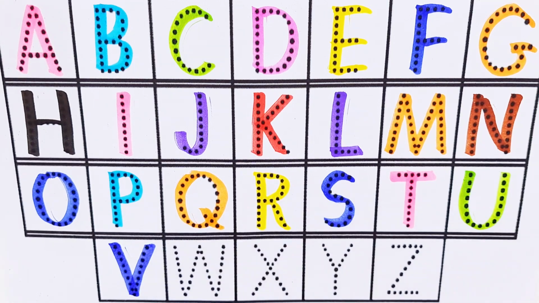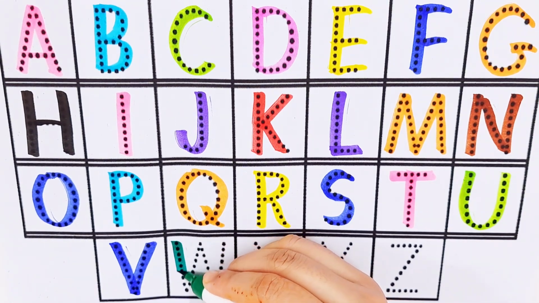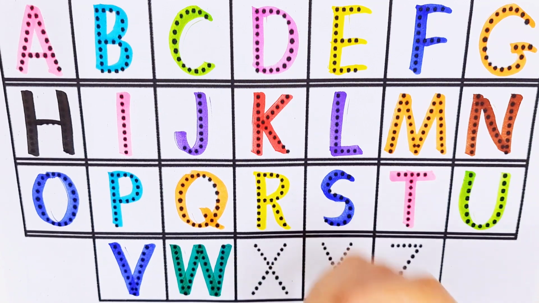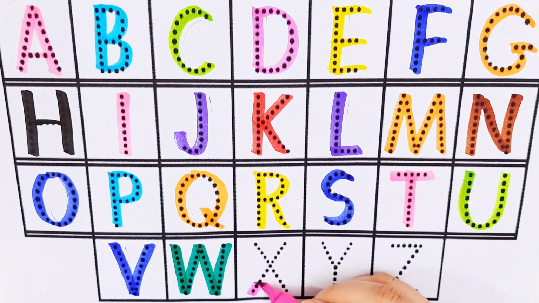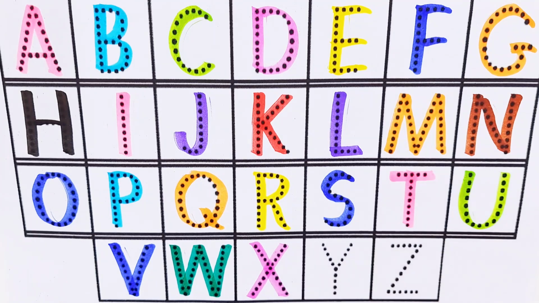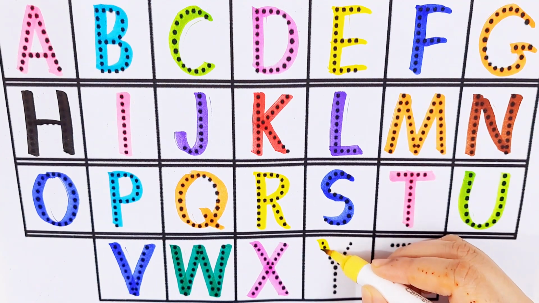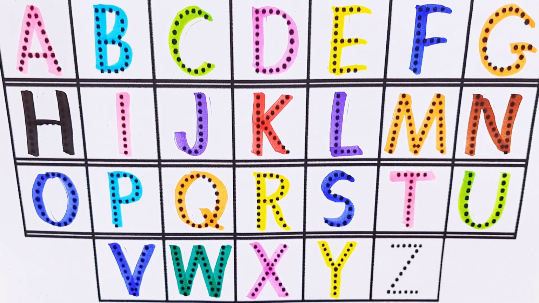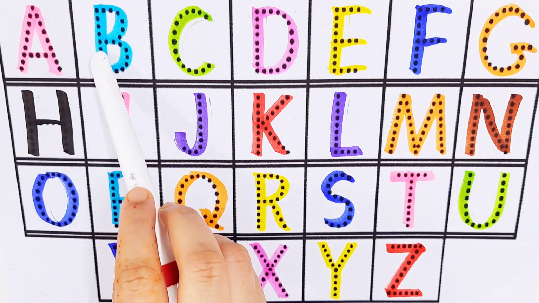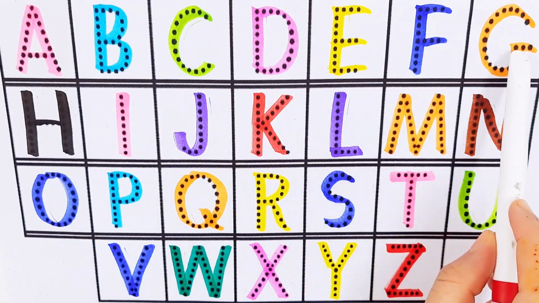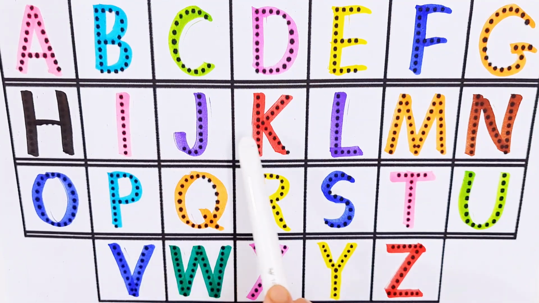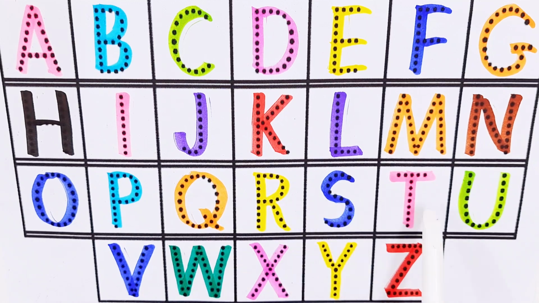V for violin. W for window. X for Xerox. Y for yolk. Z for zebra. A B C D E F G H I J K L M N O P Q R S T U V W X Y and Z.